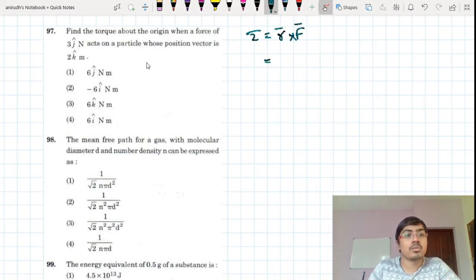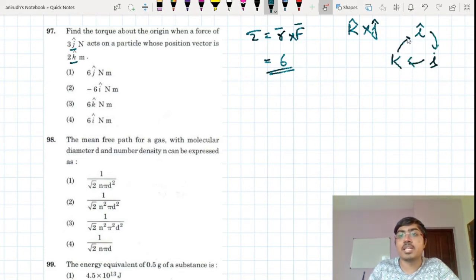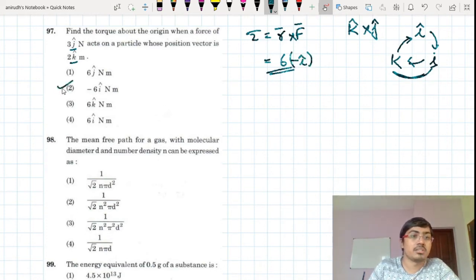Right? Now R cross F, the magnitude is 3 into 2, that is 6. Now R cross F, what is R here? K cross J, so this is K cap cross J cap. What is that? Is it I cap or minus I cap? Remember this: I, J, and this is K. Clockwise is positive, anti-clockwise is negative. So this is K cross J, obviously this is minus I cap direction. So this is option 2.